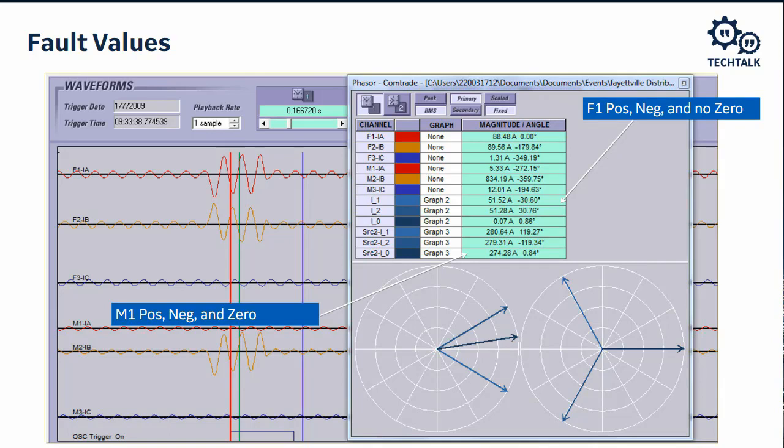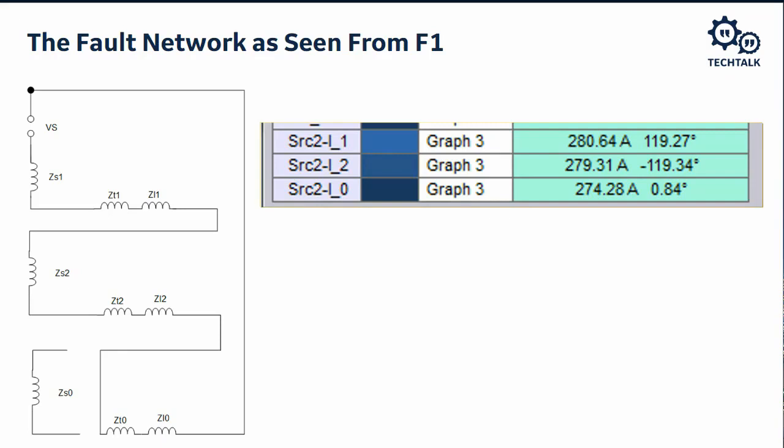So let's look at why. Why are the sequence quantities of M1 and M2 different? If we draw the sequence network for the fault, and we look at the current seen from F1, which is going to be the transformer secondary, this is what the sequence network looks like on the left. Since the positive, negative, and zero sequence networks are all in series, we expect the same current to flow through all three. And that's exactly what we see on the screenshot to the right, where all the currents are essentially the same value.